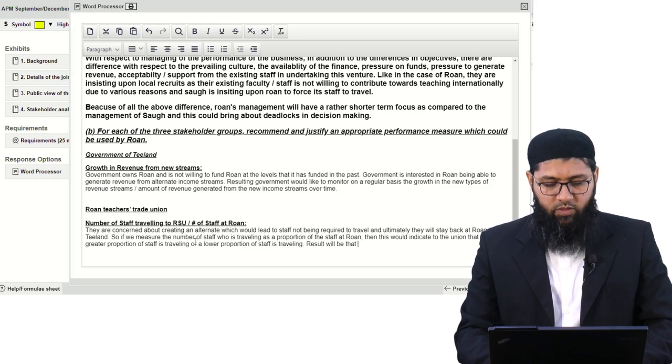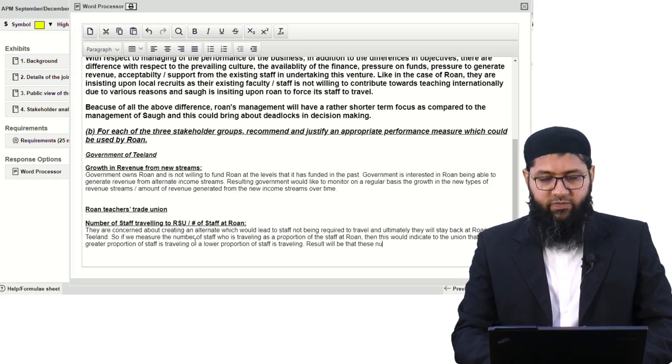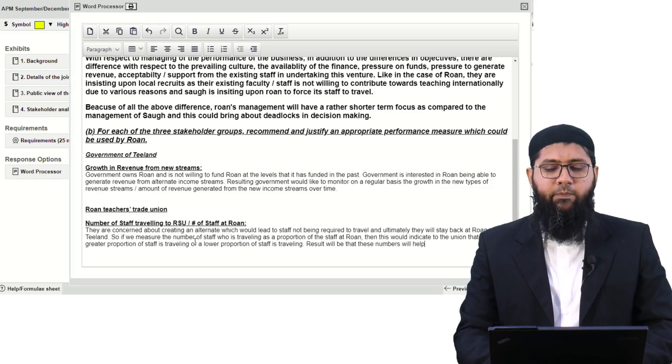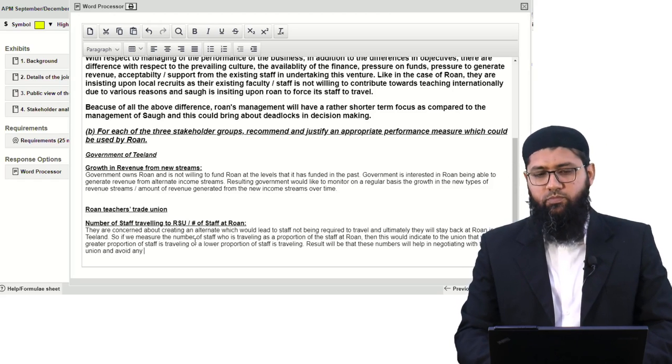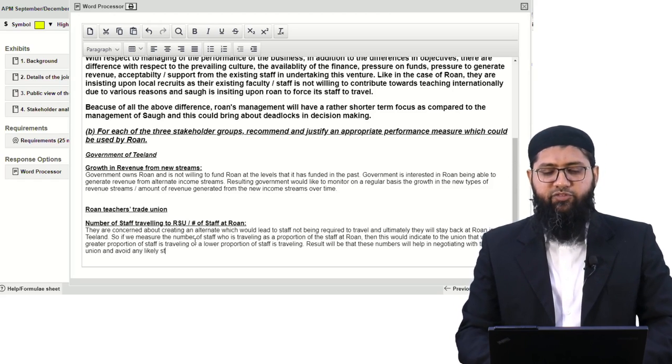The result will be that these numbers will help in negotiating with the trade union and avoid any likely strike or refusal.